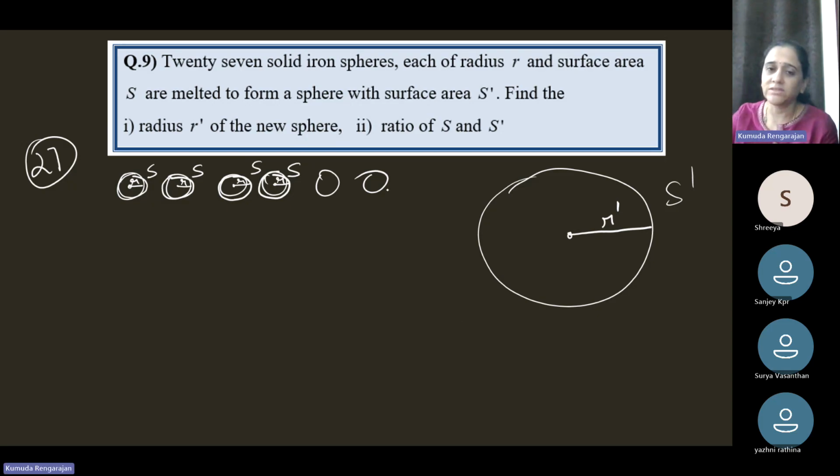Then you should also find the ratio of S to S dash. What is S? The surface area of one small sphere. And what is S dash? The surface area of that new big sphere. You must find S to S dash.